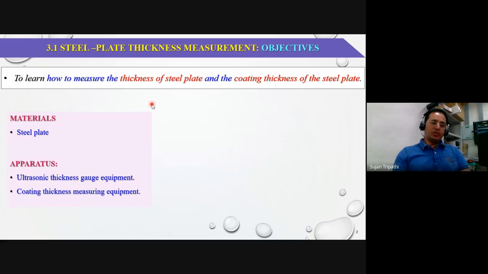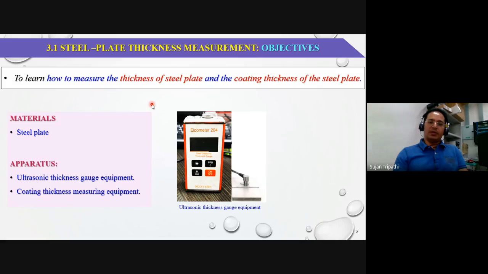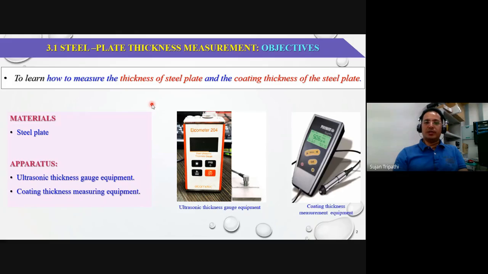Then the apparatus is the equipment. Two apparatus are used for different purposes. First, the ultrasonic thickness gauge equipment. You can see the figure here. This ultrasonic thickness gauge is used to measure the actual thickness of the plate. And the second one is the coating thickness measuring equipment. You can see it in the figure. I will discuss these in detail in later slides.